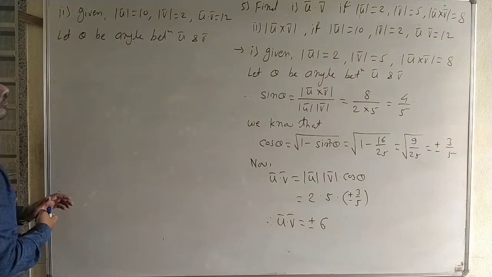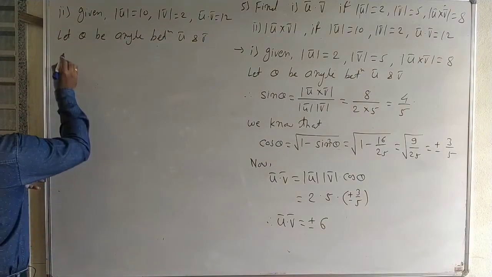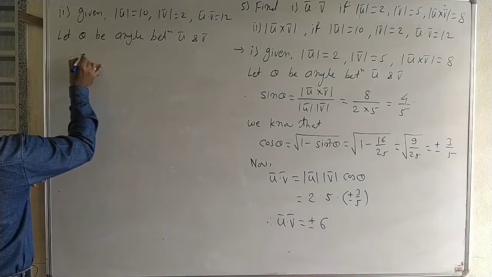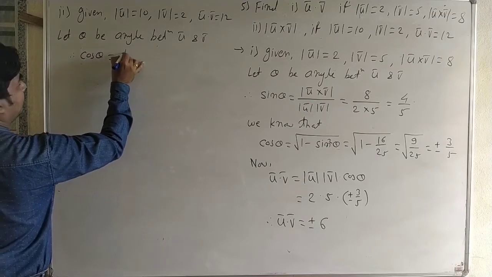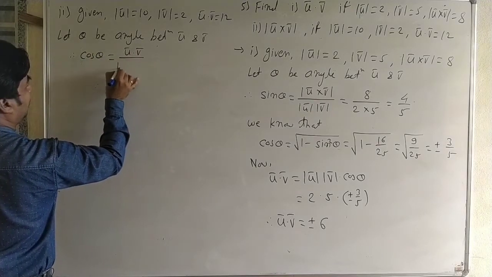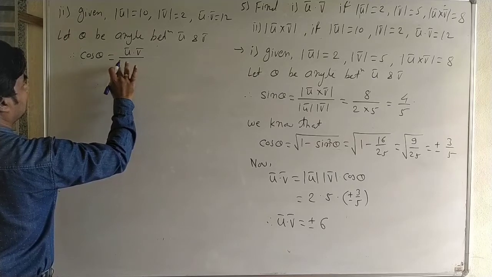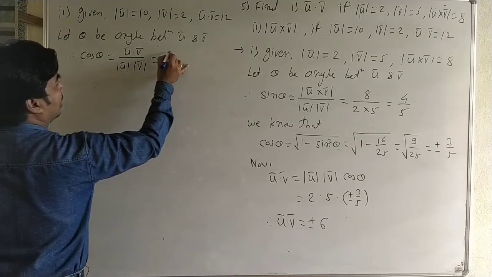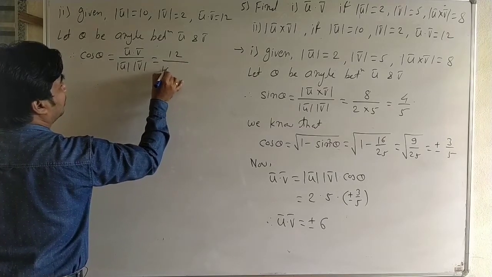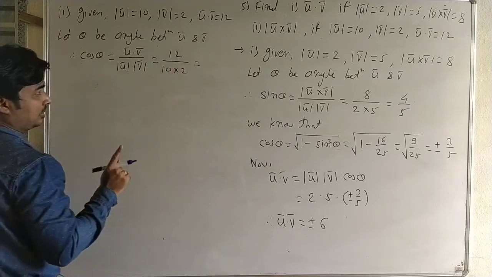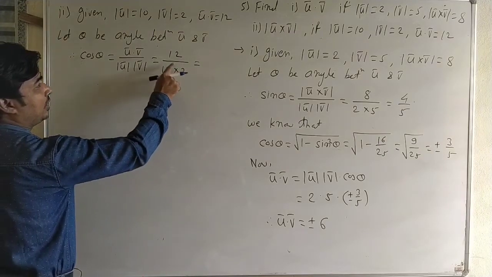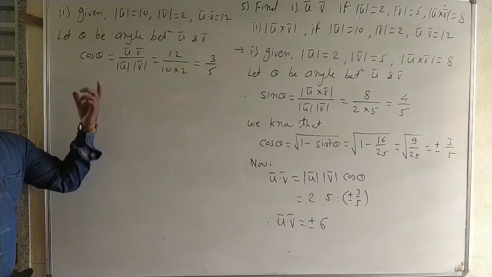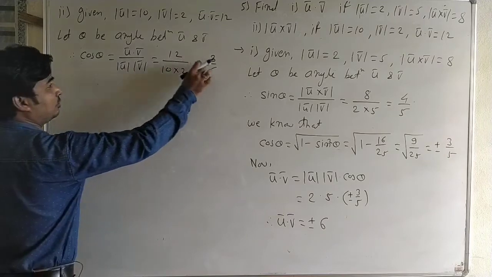Here it is given u bar dot phi bar. Therefore, cos theta is equal to, here the dot product is given, u bar dot phi bar upon magnitude of u bar into magnitude of phi bar, is equal to 12 upon 10 into 2. See carefully, 12 upon 10 into 2, here it is 20. 12 upon 20 is 3 by 5. Therefore, cos theta is equal to 3 by 5.